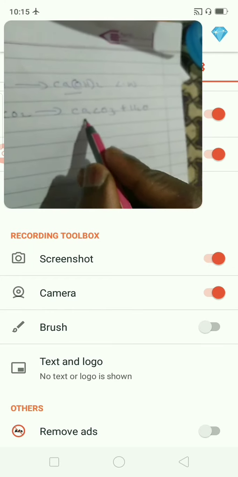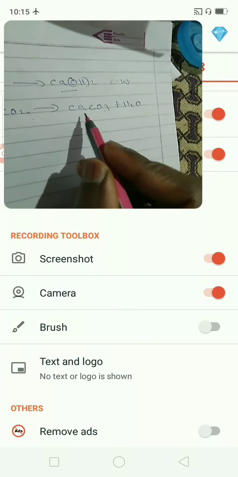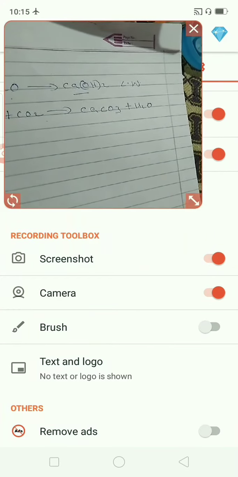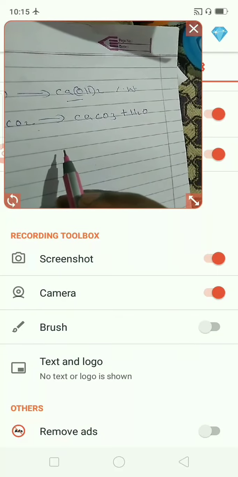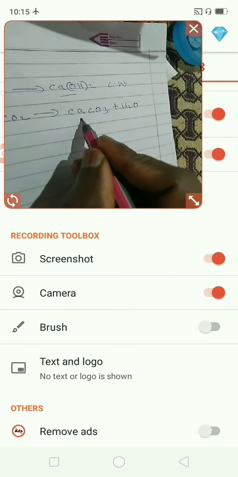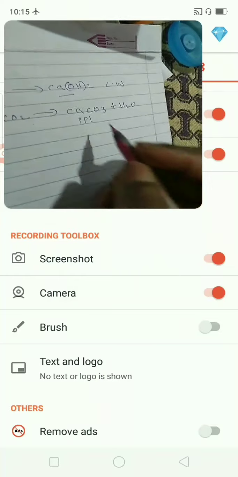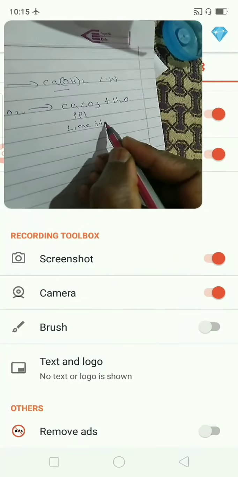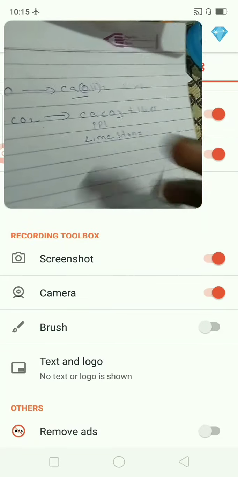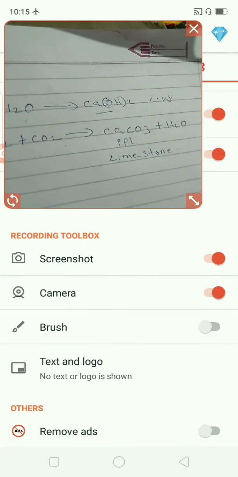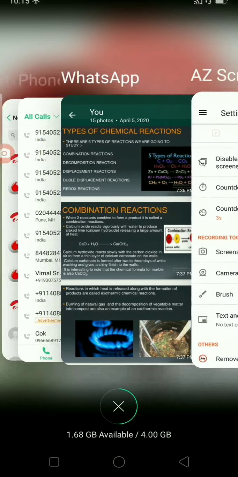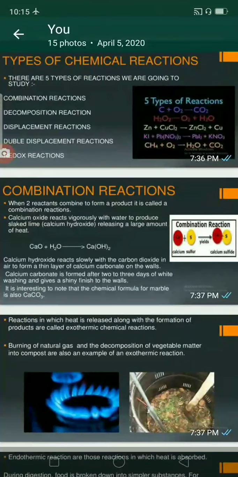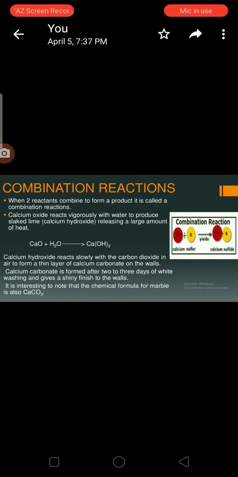And what is the name of this CaCO3? We know that it is a white thick insoluble precipitate. PPT, we can call it a white thick insoluble precipitate, and it is called limestone. Okay, so that we know. That is just a continuation of this reaction. So this is an example of a combination reaction.